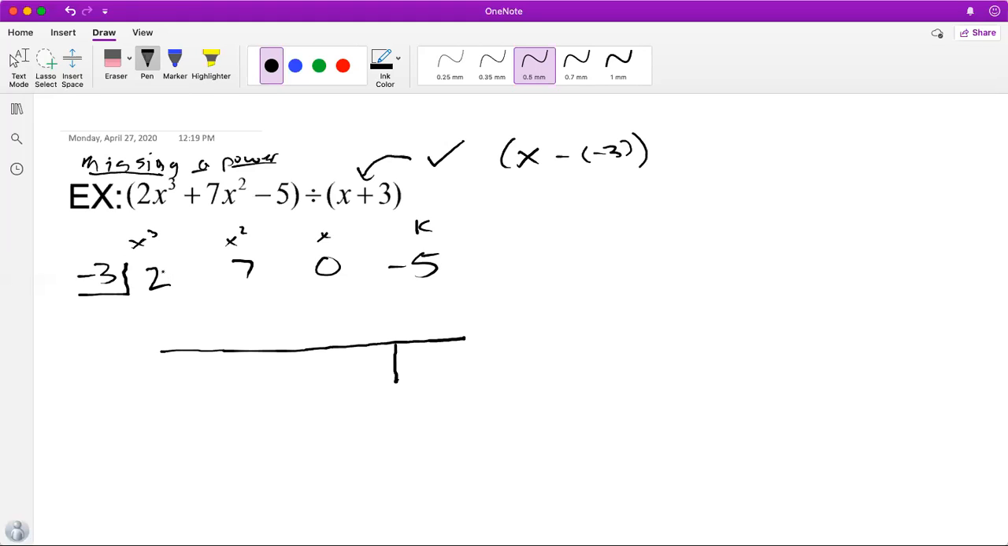So our process is 2 plus 0, or just bring down the 2, gives you 2 here. Multiply, add, multiply, add, multiply, and add. So bring down, multiply, add, multiply, add, multiply, add. This time my remainder is not 0. So now we're going to see how to write the remainders.